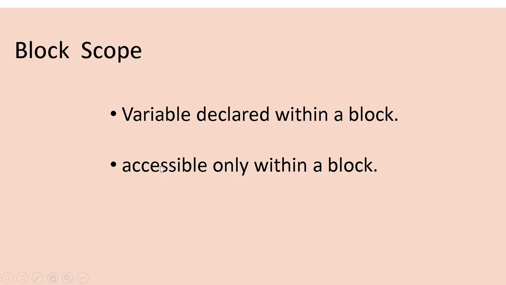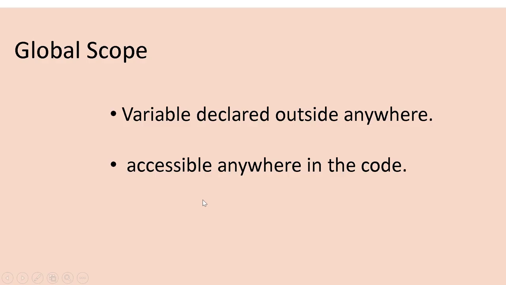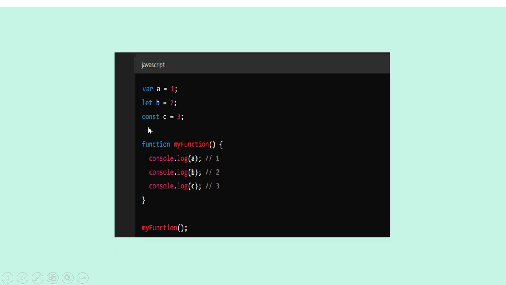Okay. And then block scope, a variable declared within a block is accessible only within that block. For example, the curly braces make a block. Okay. This is within a block. And then global scope, a variable declared outside, accessible anywhere. Okay. We can use and declare variables outside, accessible anywhere.